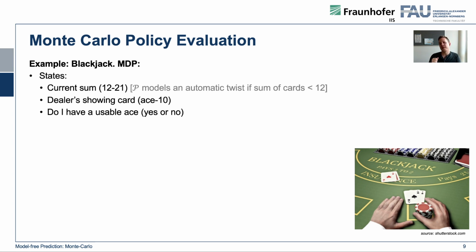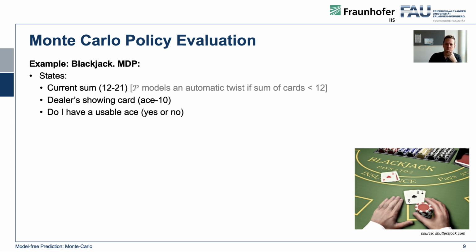What I did not say is that in the beginning, you get 2 cards and the dealer also gets 2 cards. One of the 2 cards that the dealer gets is shown to you, while the dealer doesn't see a card from you. So the state space consists of the current sum that you have on your hand, the dealer's showing card, something between ace and 10, and a number between 2 and 10. And the question is, do you have a usable ace, yes or no? Is it counting as 11 or 1?